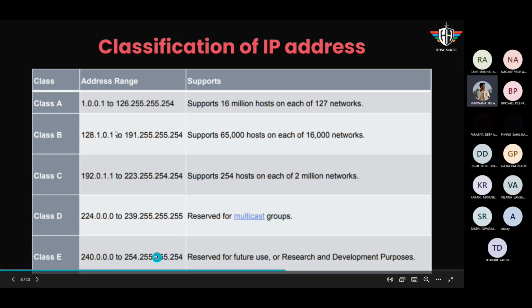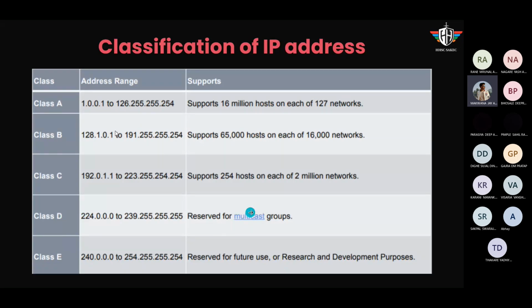So we have divided them into classes for different purposes. For example, E is reserved for future use, right? D class is used for multicasting. Do you understand multicast, or should I explain it again?